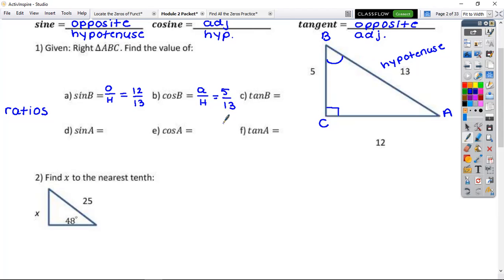Next, I'm going to do tangent of B. Again, right back up here is your reference point. You're going to go opposite over adjacent, so 12 over 5. Opposite over adjacent equal to 12 over 5. Okay. Does everyone remember doing those in the past? Yep, Ashton, correct.